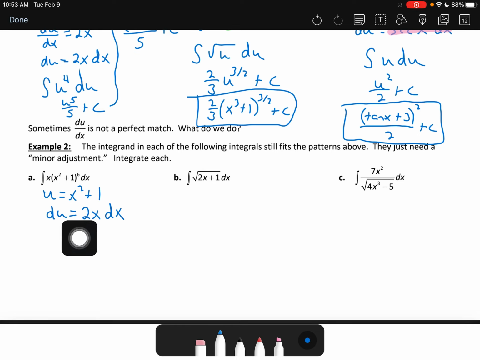So in order to do that, what we can do is divide by 2 in this, and I'd end up with 1/2 du would equal x dx. And it's okay if I have a constant of 1/2. That's pretty easy to work with, but now I've got the pieces that form fit perfectly, the x dx right there, right? And then I've got the x squared plus 1 that I let equal u.